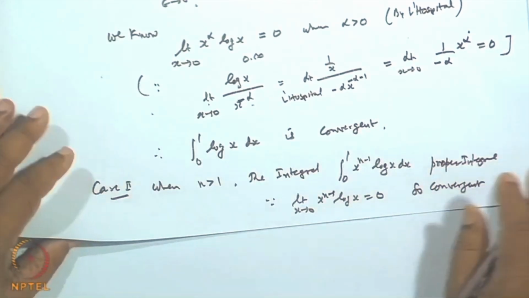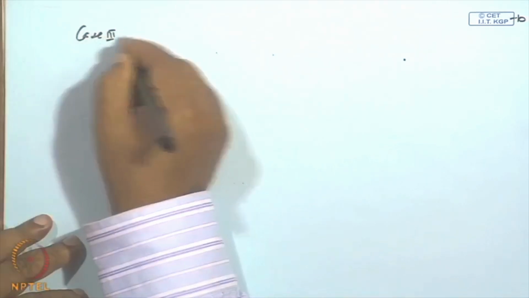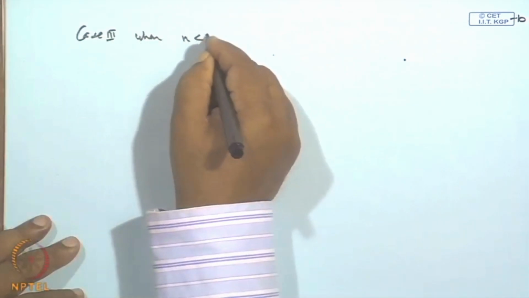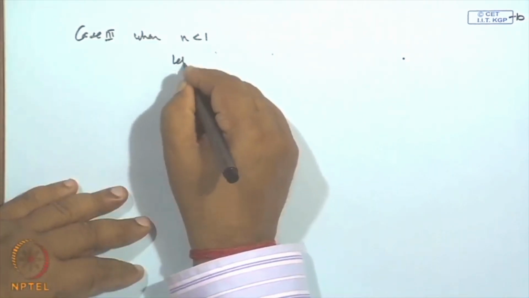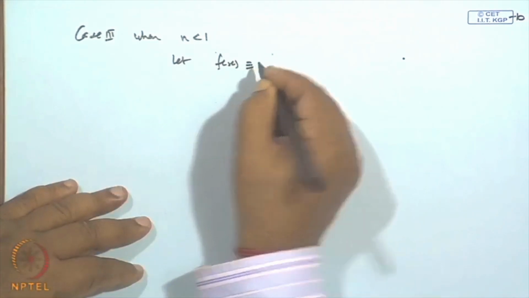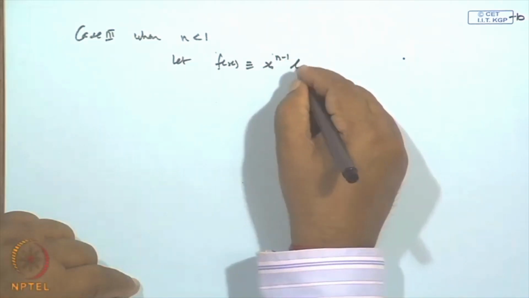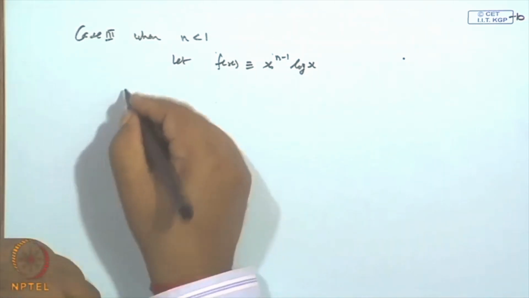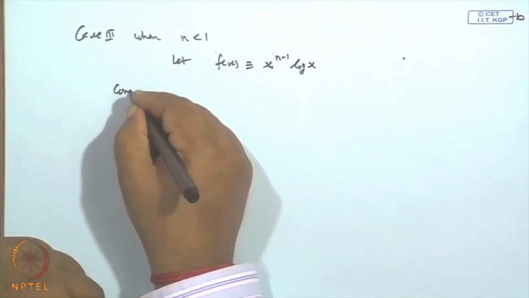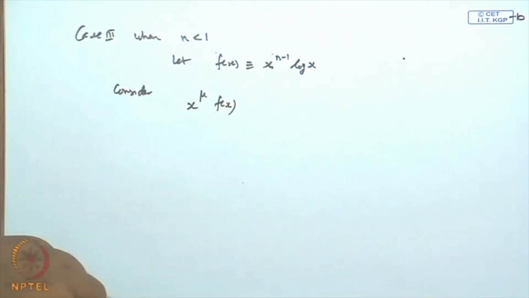So convergent, so nothing to prove. When n is less than 1, let us denote f(x) stands for x to the power n minus 1 into log x. Now consider x to the power mu f(x).